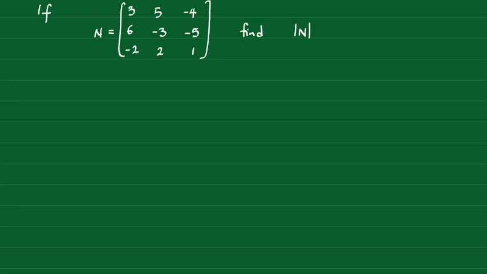All right. So there's this question from JAM 2002, question 32, where we are asked if n is equal to the matrix with rows 3, 5, minus 4; 6, minus 3, minus 5; minus 2, 2, 1. Find the determinant of n. Quickly, we dive into this by writing solution.